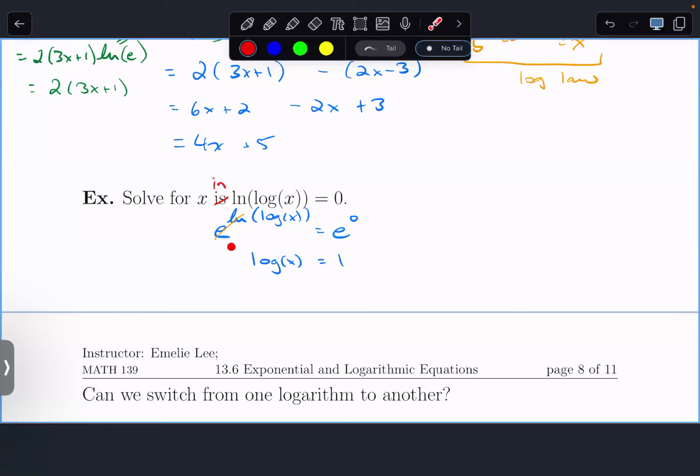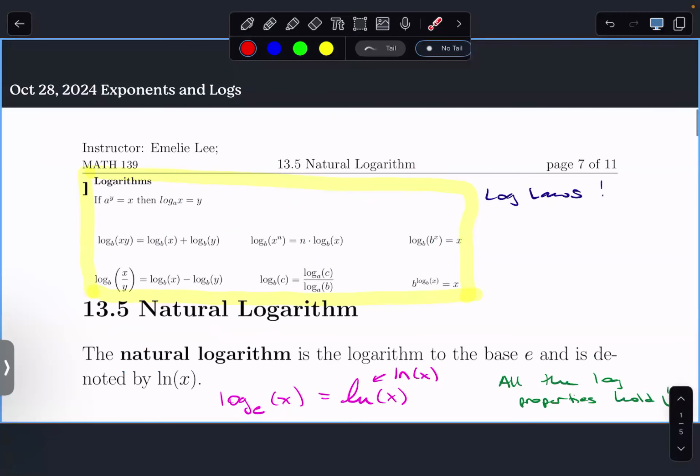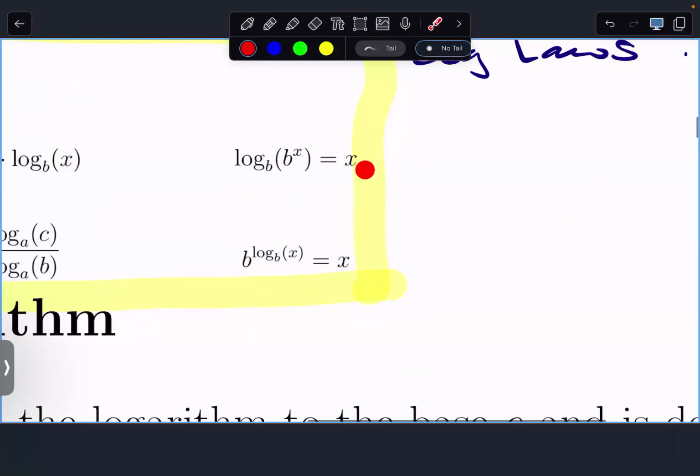So that's how we solve for things in the power or inside the log, is we raise it to the power of the base. And then we rely on these cancellation properties here, these guys. And we rely on this property b to the power of log base b of x gives me x, and that's how I'm going to chip away at what's outside the x.